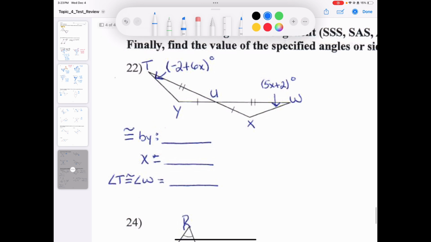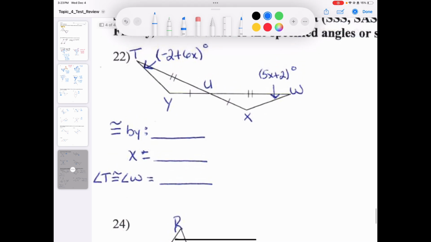So we mark our vertical angles. Vertical angles are congruent, so that gives us side, angle, side. So since it's side, angle, side, then corresponding angles have to be congruent, meaning they equal each other. I'm going to go ahead and subtract 5x from both sides and add 2. That gives me x is equal to 4.